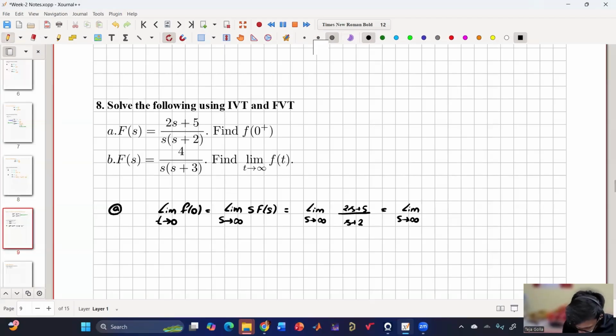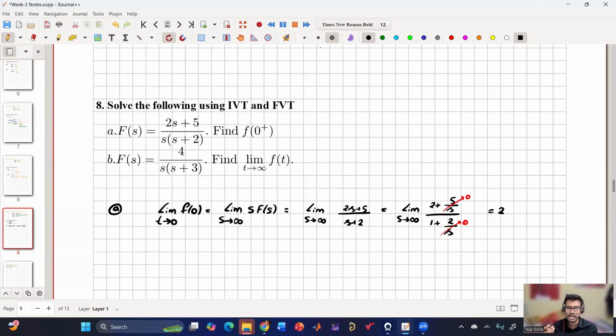I have 2 plus 5 by s, divided by 1 plus 2 by s. So the idea is whenever we have limits tending to infinity, we have to convert it into 1 by that variable so that it will be tending to 0. So 5 by s will be tending to 0 and 2 by s also will be tending to 0. So now the value is 2. You should not directly put the limit in the original expression. You should convert into the inverse term so that the inverse term is tending to 0. Then we have to substitute. Is that clear?